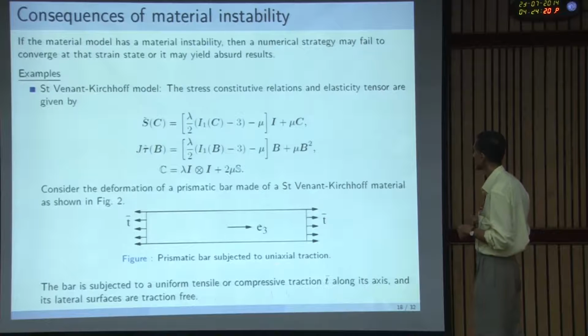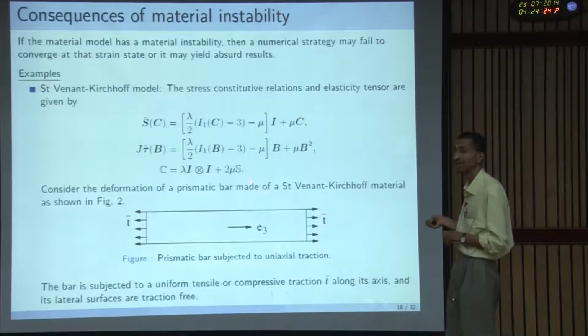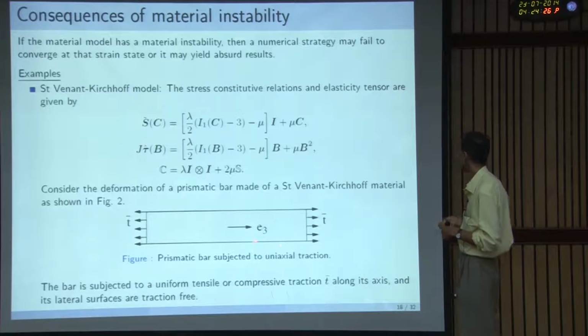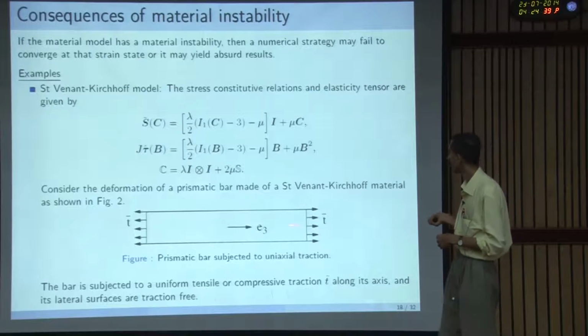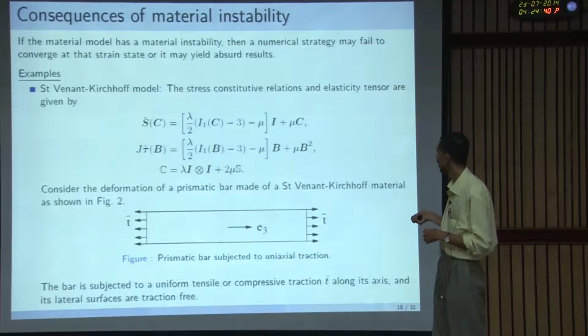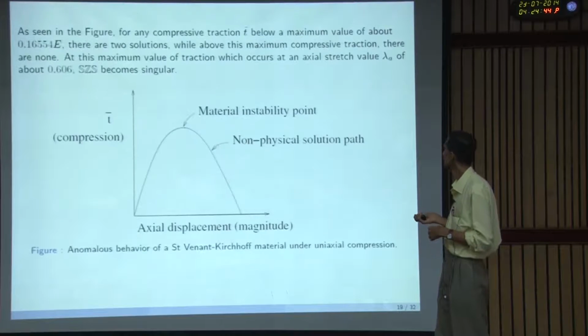Basically, consider this very simple example where it is subjected to uniaxial tension. If this T bar has a negative sign, it is compression. So actually I am going to consider the case where this T bar is compressive. I have shown it as tensile, but as I said, in tension there is no problem. Only in compression, the Kirchhoff model is known to have a problem. So let us see this.